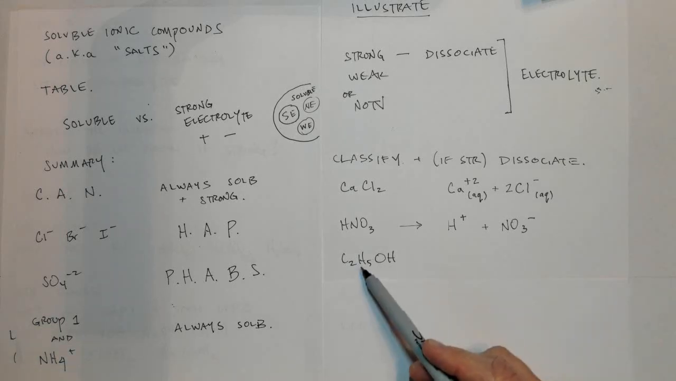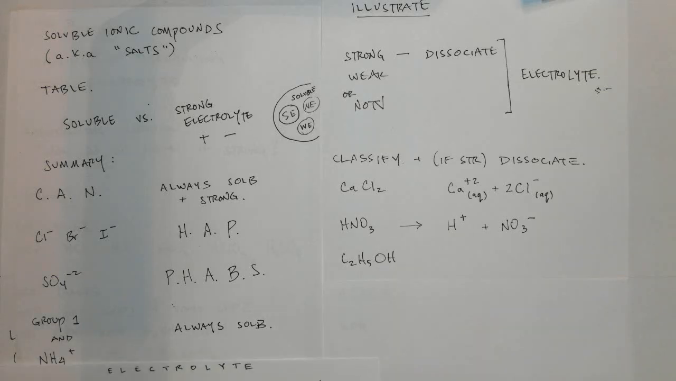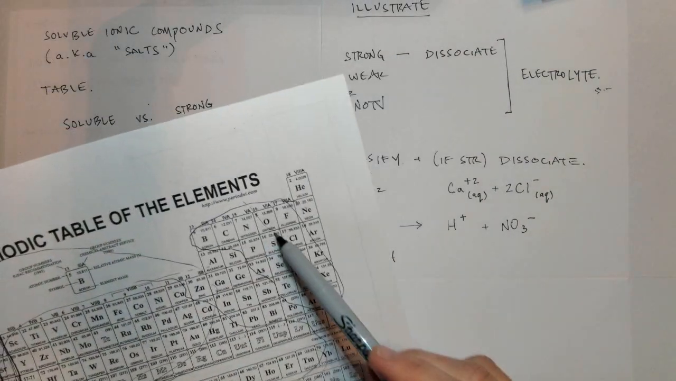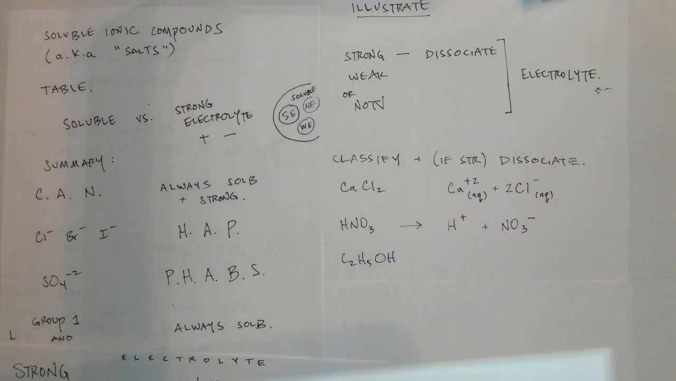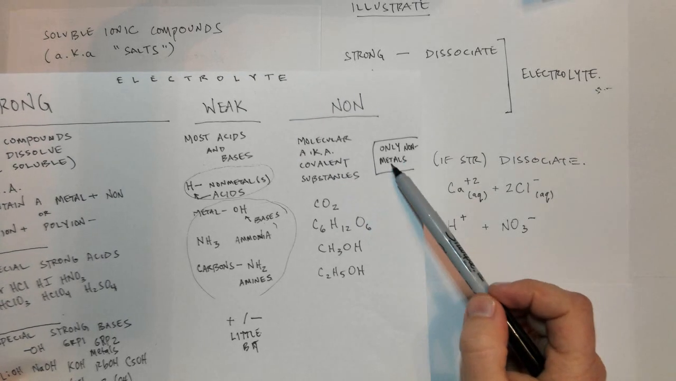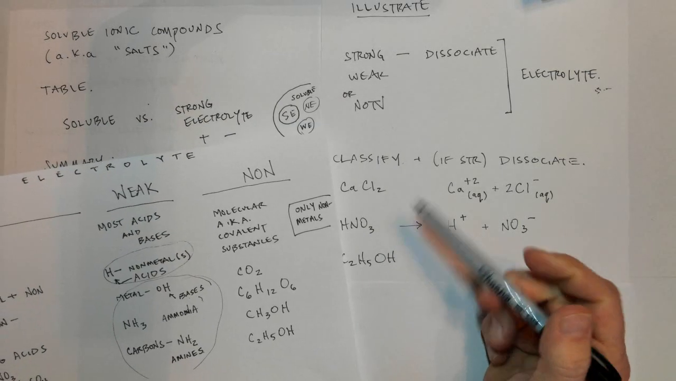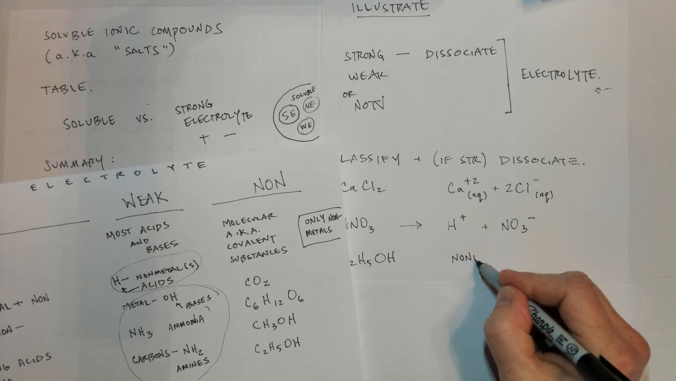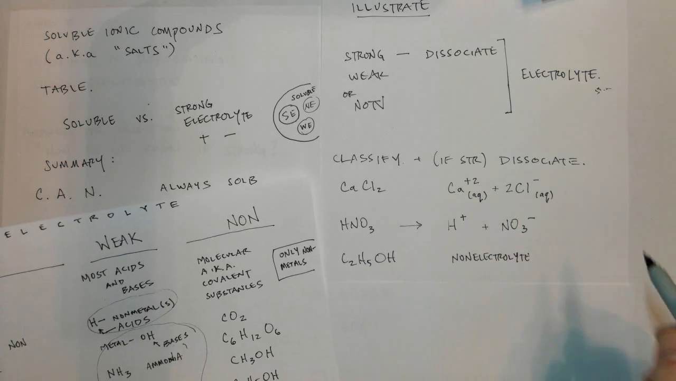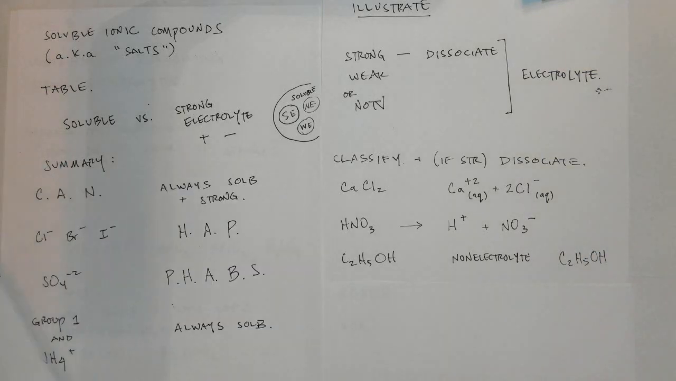C2H5OH. It's got an OH in it. Well, also notice that carbon, hydrogen, and oxygen are all nonmetals. Okay, so that means it's a molecular, aka covalent substance, only nonmetals. Oh yeah, there's an example just like this. This is called ethanol, and it is a non-electrolyte. And so when we write this in an equation, or when we illustrate it, we write C2H5OH, and we don't split it up at all.